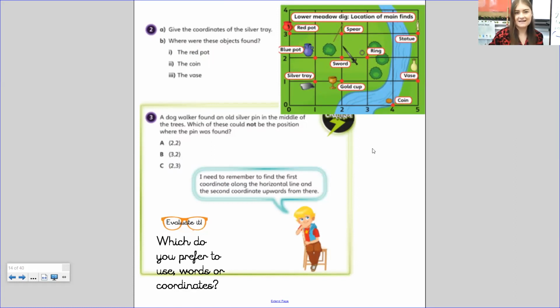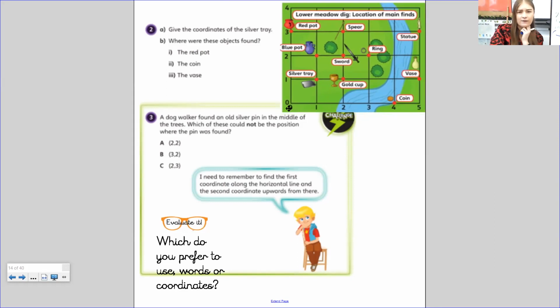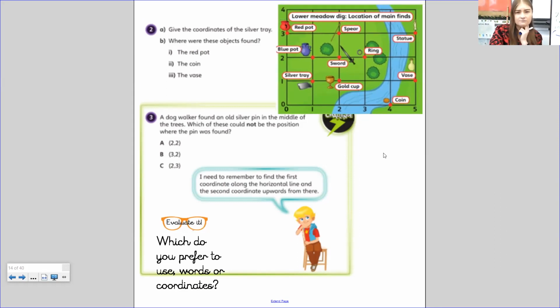And I will give you those answers now then. So the coordinates of the silver tray, we need to go across 1 and up 1. So they are 1, 1. And you need to get into the habit of writing the brackets and the commas. Okay, so 1, 1. And then the red pot. Oh, the red pot is on this very first line here. What do you think that means? How many are we moving across then? We're not moving any across. So the red pot is at 0, 1, 2, 3. 3 up the stairs, but no corridor. So 0, 3.